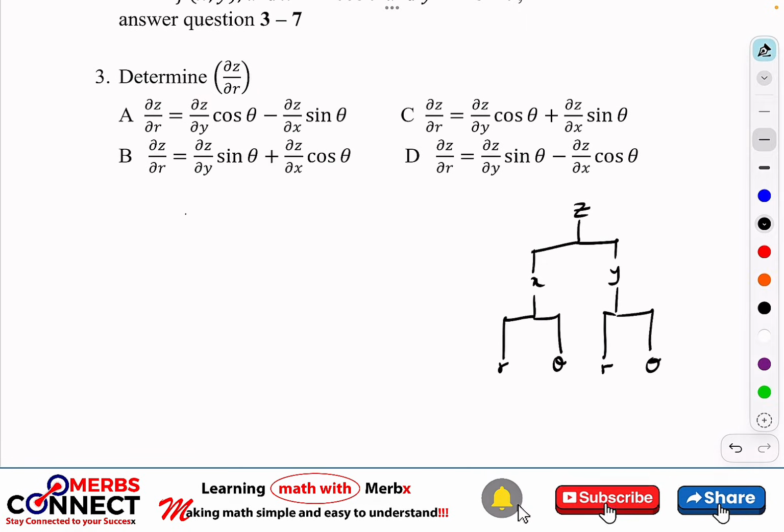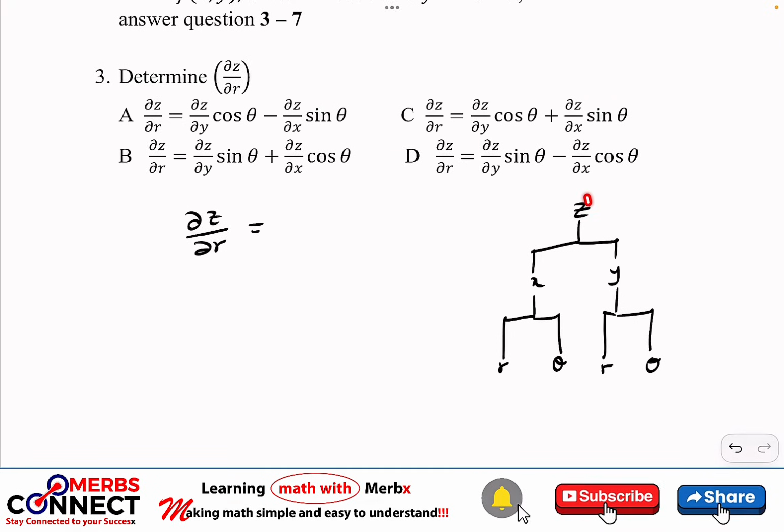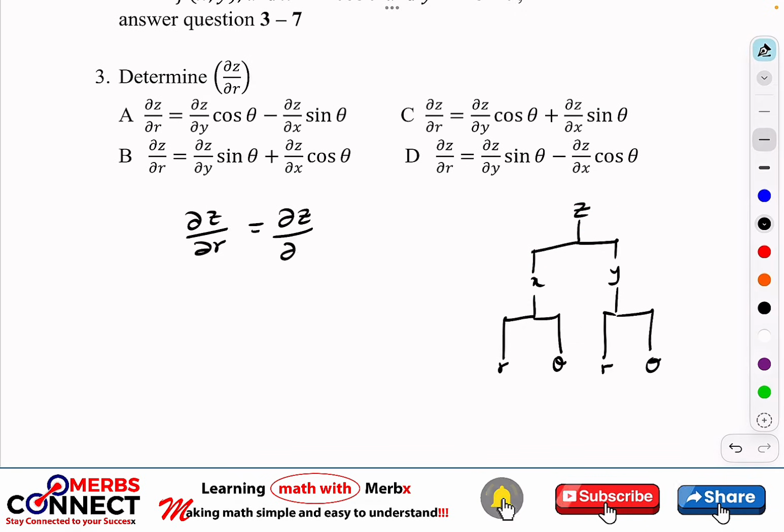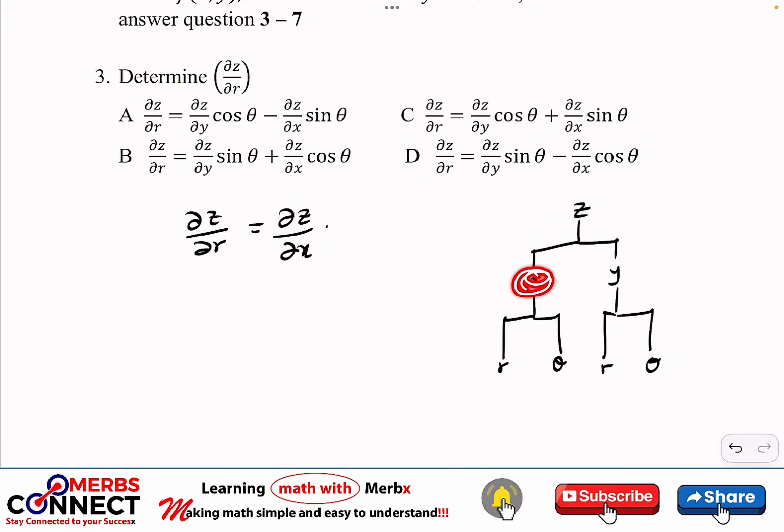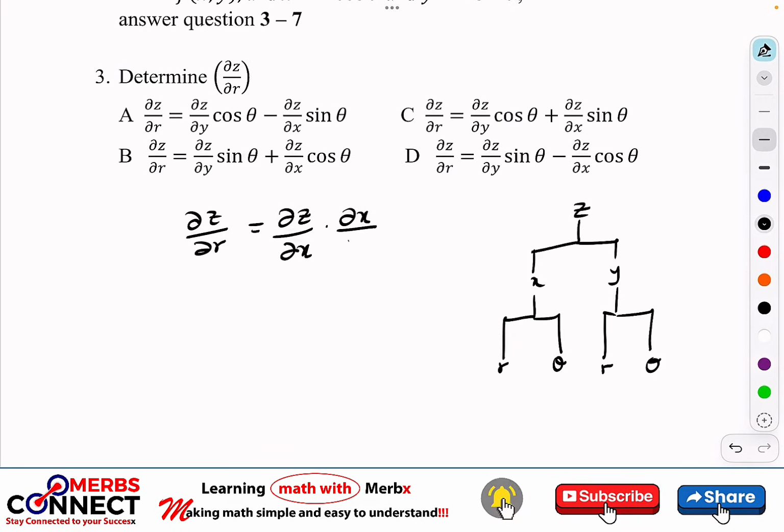So now we need the partial derivative with respect to r. When I'm on this branch, I can move towards x and get to r. I can also go this way and get to r. So it means that we are going to have a sum. For me to get to r, I need to pass through x before I get to r. So first, I'm going to differentiate z with respect to x, then times, now I'm at x, and I'm going to move from x to r. And this is going to be times the derivative of x with respect to r. So that's basically what we are going to get here.